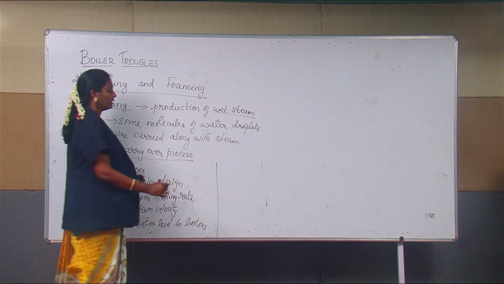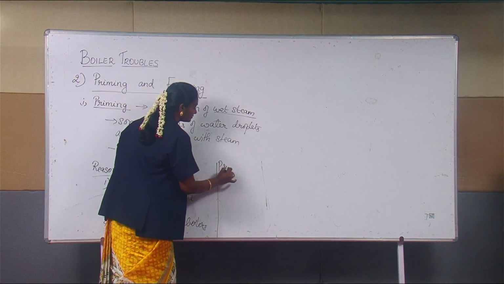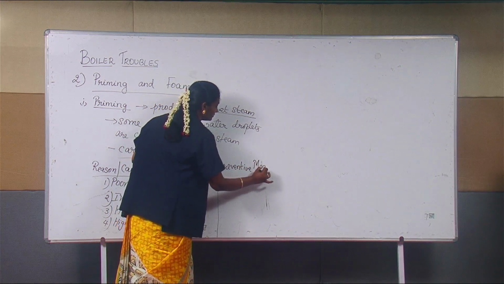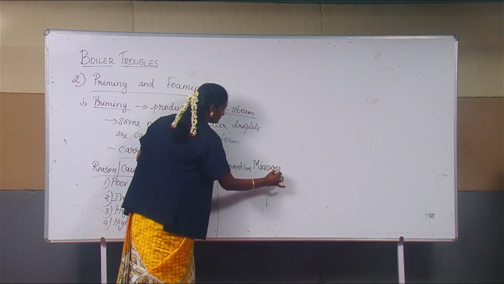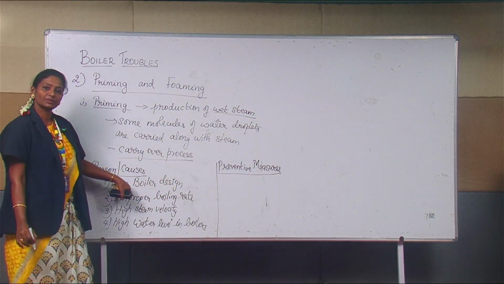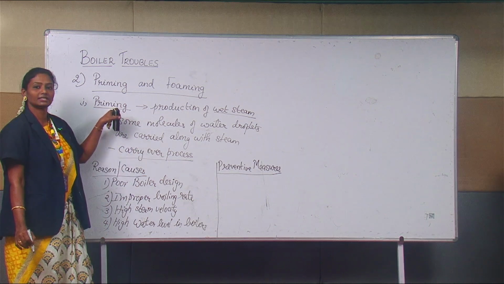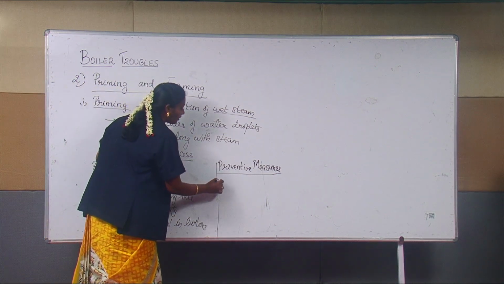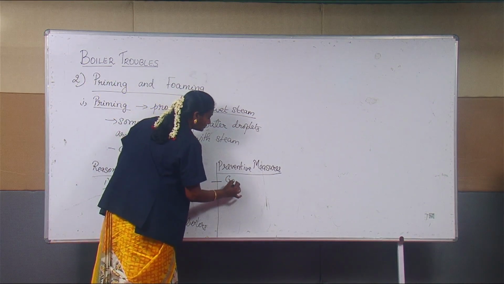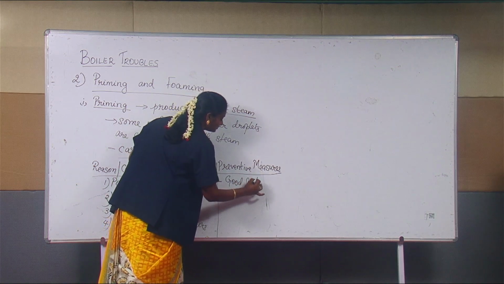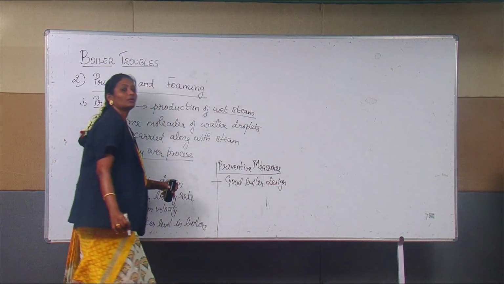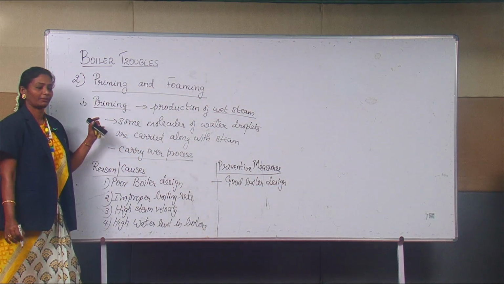So the preventive measures are: as the boiler design was poor, we have resulted in this priming. So the boiler design has to be made good. So good boiler design will help us to avoid priming process.